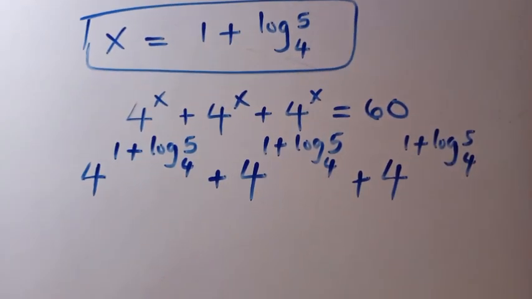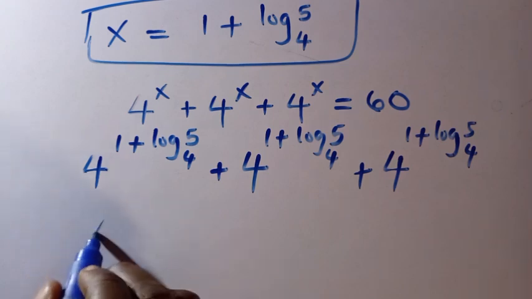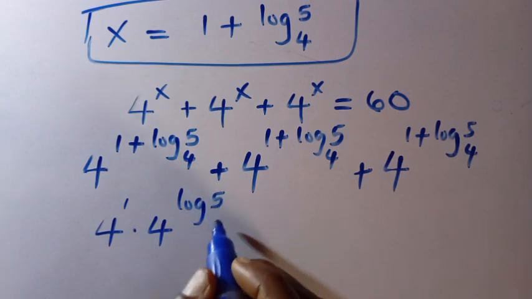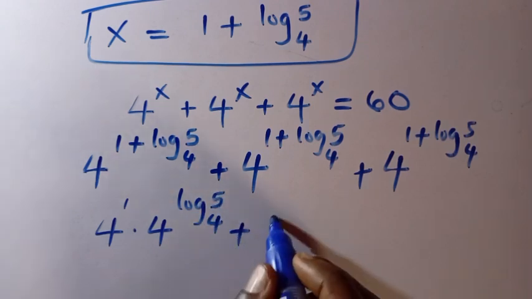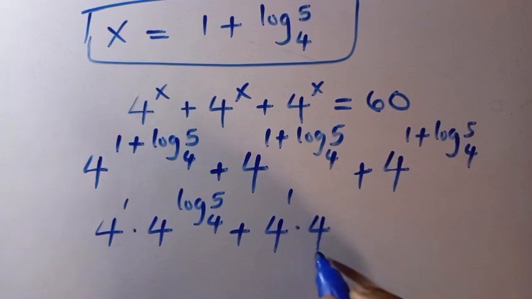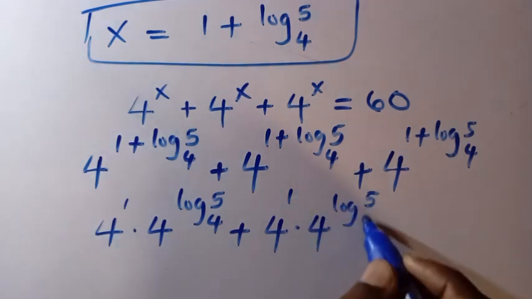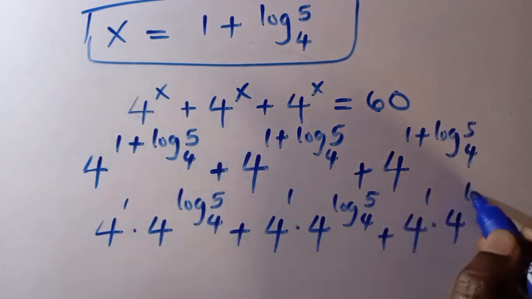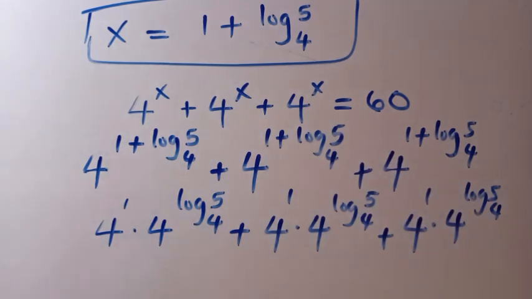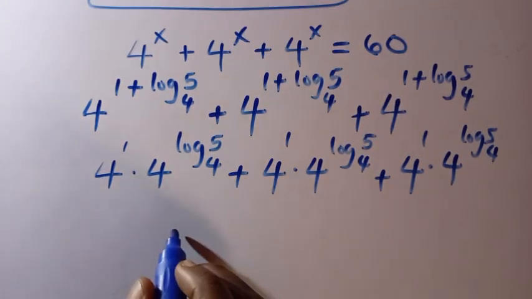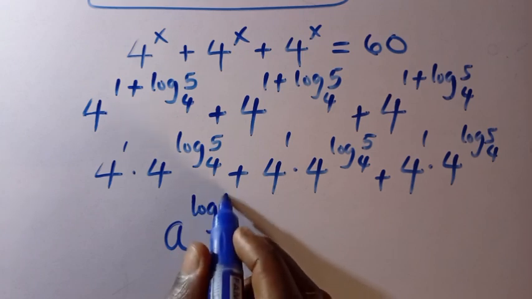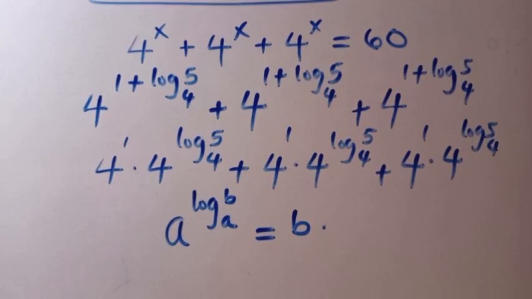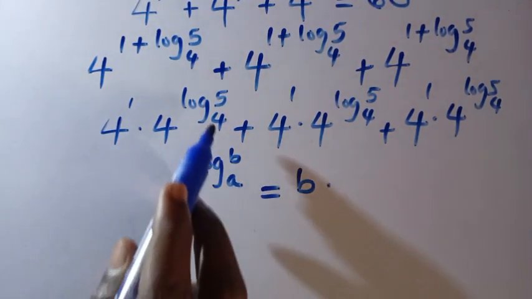From here, let's apply the indices law. We have 4^1 multiplied by 4 raised to the power of log 5 base 4, plus 4^1 multiplied by 4 raised to the power of log 5 base 4, plus 4^1 multiplied by 4 raised to the power of log 5 base 4. Suppose we have a raised to the power of log b base a, this equals b. So we have to master this. Then the whole of this becomes 5.